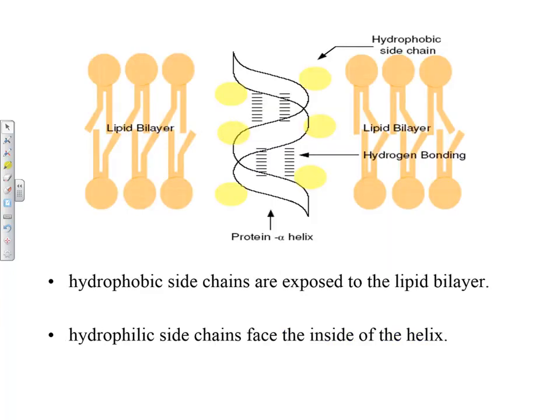All right, so again, this is the lipid bilayer. By now you know why you have one head and two tails, okay? The head is hydrophilic, it likes water. And the tails are hydrophobic, they stay away from water. So as the protein is crossing the lipid bilayer as an alpha helix, there will be the appropriate hydrogen bonding to form the alpha helix, but the hydrophobic side chains will be facing the lipid bilayer. The hydrophilic side chains, the ones that love water, will stay away from the lipid bilayer, so they will be towards the interior of the helix. Okay. Any questions so far?